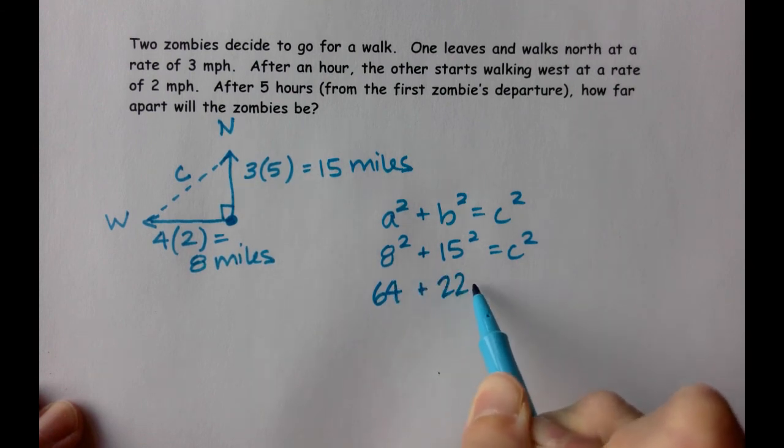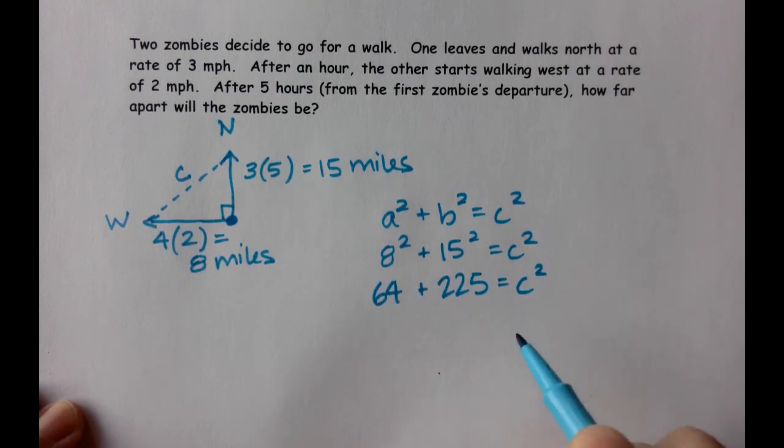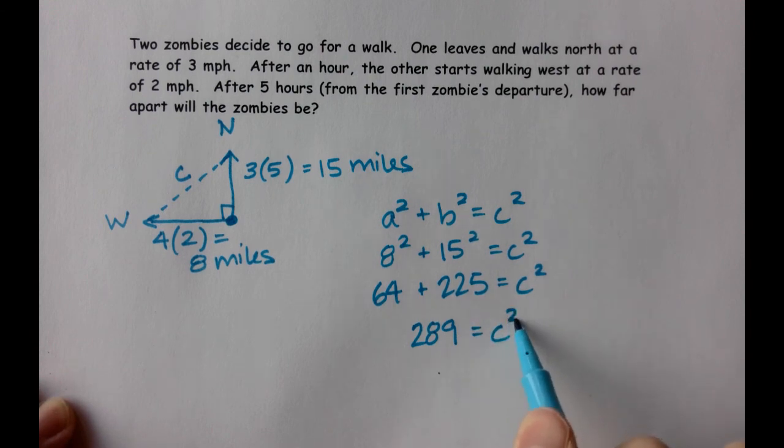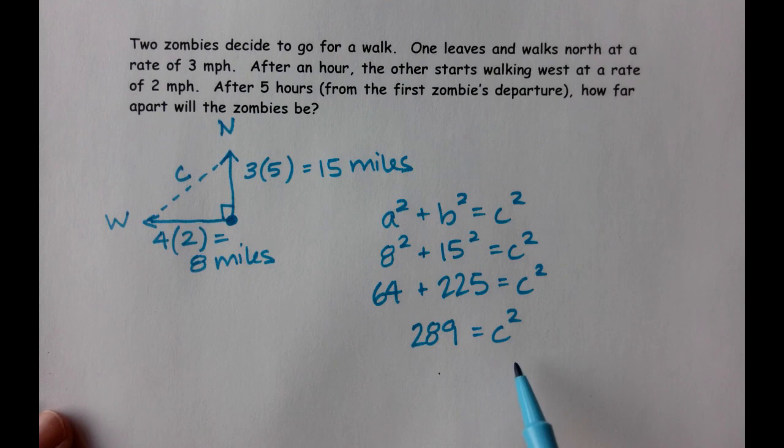64 plus 225 equals c squared. 64 plus 225 is 289. That will equal c squared. And then we need to find c by itself. You can either take the 1/2 power of both sides of your equation or take the square root of both sides of the equation. You only need the positive solution to that because we're talking about distances.